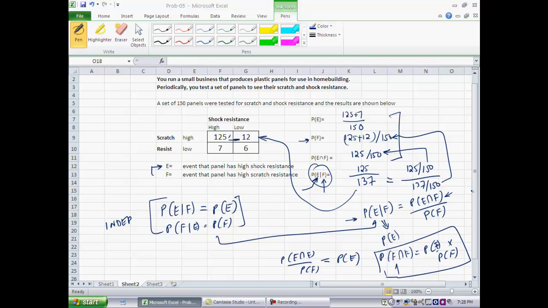Okay, so tests for independence. How would you test if two events are independent? You would test if this relationship holds or this relationship holds. Either one of them is saying the same thing, is the same test, and you can test if two events are independent. In other words, knowing one tells you nothing about the other's occurring.